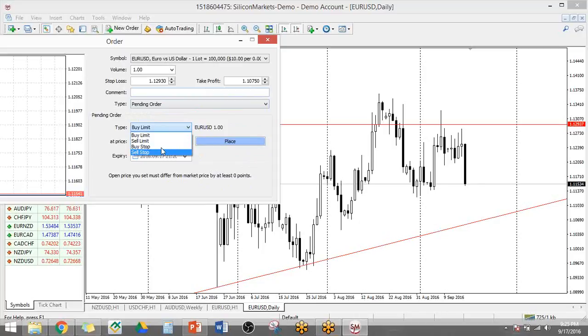Open a demo account and then just try to key in pending orders with stop losses and take profit so that you guys can get used to it and you can do it quickly in case you need to key it in quickly during trading hours. So let me just differentiate it a little bit. What are buy limit, sell limit, buy stop, and sell stop?